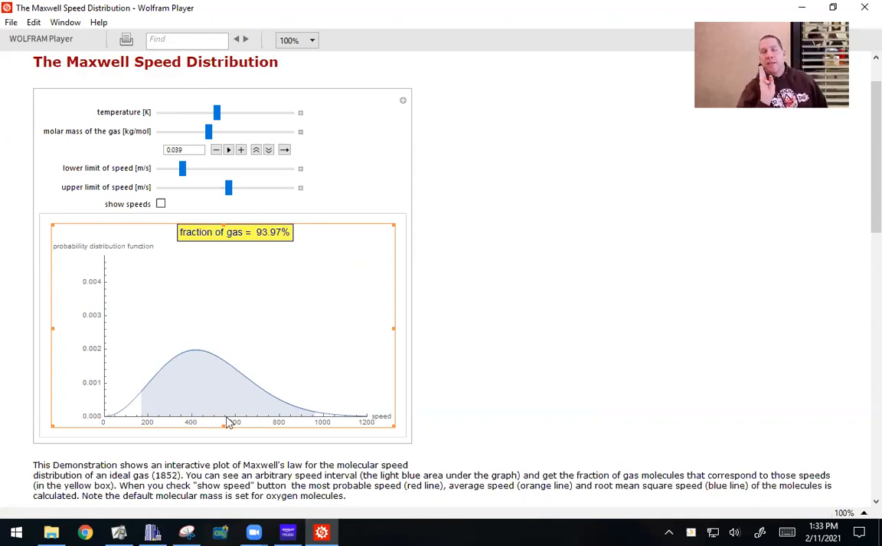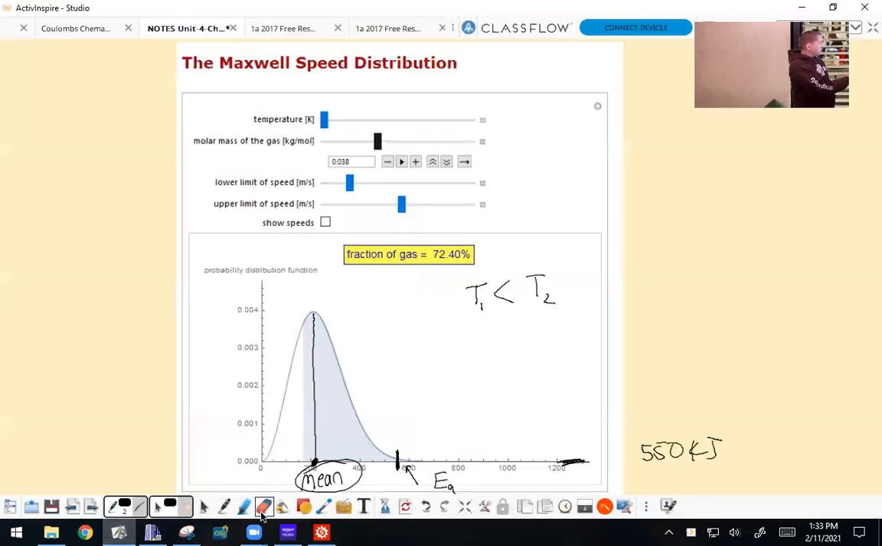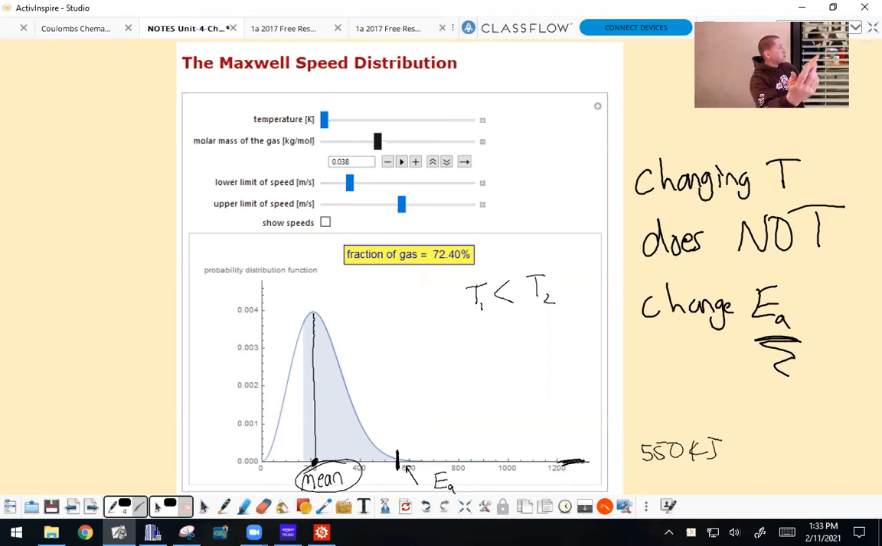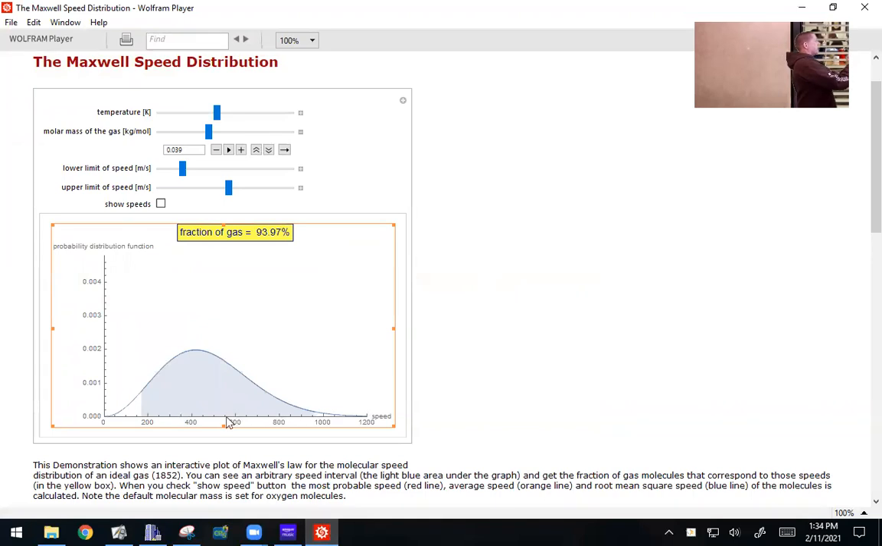So changing the temperature does not change the activation energy. Key phrase there. Changing temperature does not change the activation energy. Well, then why does the reaction go faster at higher temperatures? It goes faster at higher temperatures because here's that temperature, here's the activation energy we needed, 550. Now, when we look at this one at a higher temperature, here's the activation energy we needed. So at a higher temperature, there are way more particles, or a higher percentage of particles, that possess enough energy for the reaction to happen.